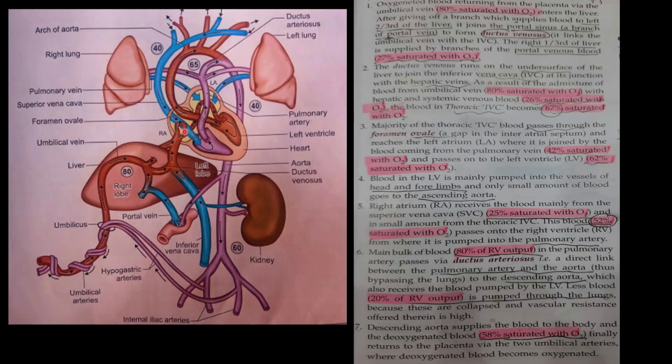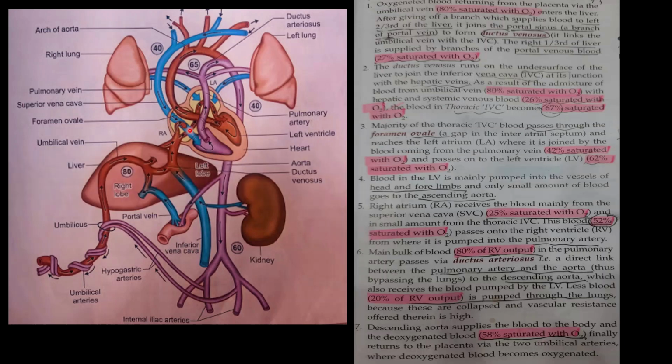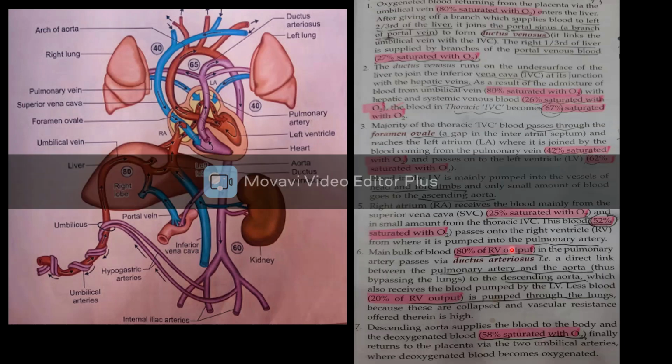Now some of the blood which remained in the right atrium after coming from the inferior vena cava, and all of the blood coming from the superior vena cava, mixes here and enters the right ventricle, where this blood is 52% saturated with oxygen, and the blood from the superior vena cava was 25% saturated with oxygen.